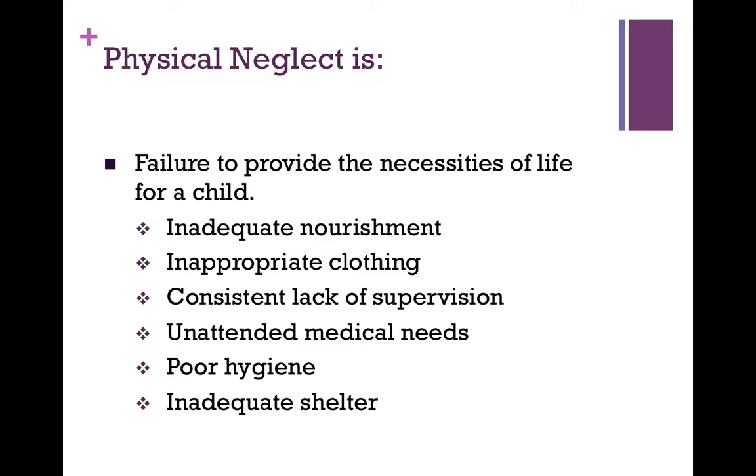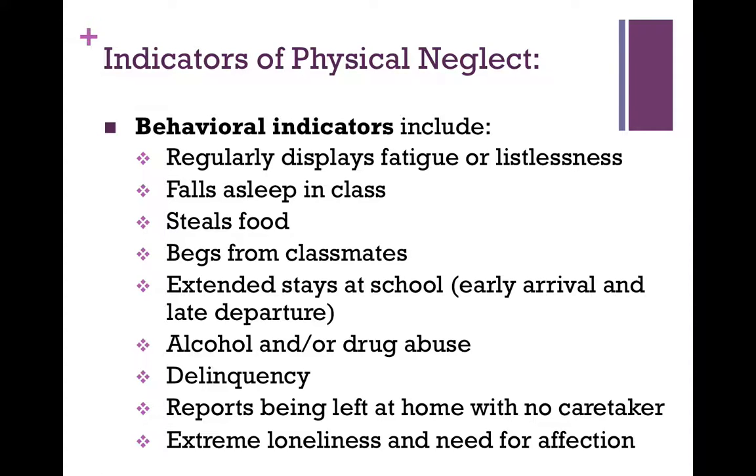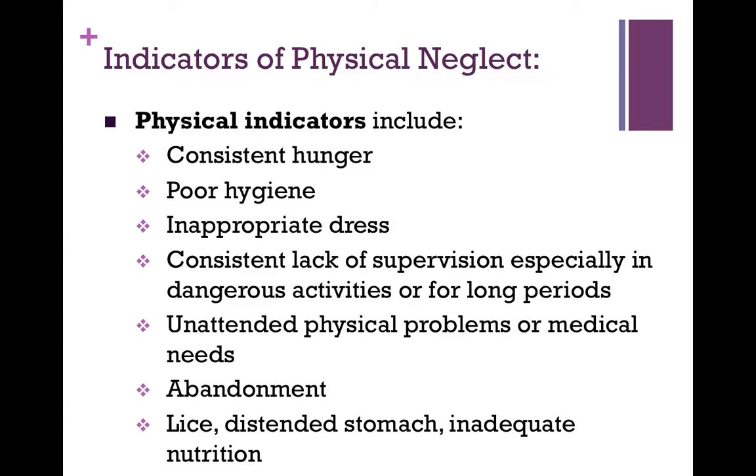Physical neglect is the failure to provide the necessities of life for a child, such as nourishment, appropriate clothing, consistent lack of supervision, unattended medical needs, poor hygiene, inadequate shelter. And here are some of the behavioral indicators that might indicate a child is being physically neglected. And here are some of the physical indicators that a child might be physically neglected.